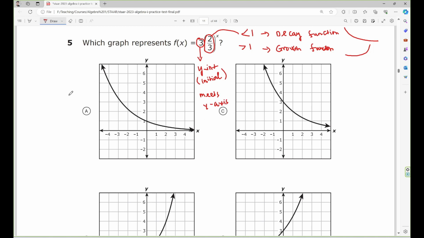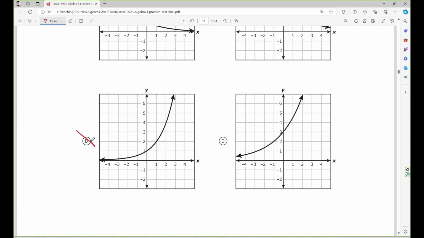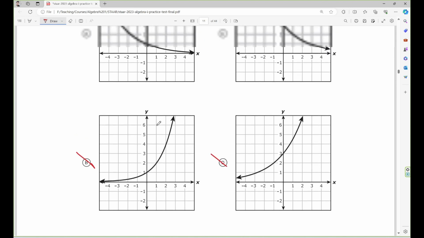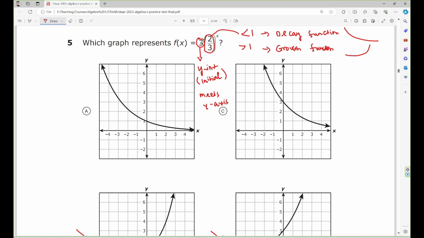Alright, now we look at this 2/3. So this is the decay function, so it's going down. It's going down, you need to eliminate B and D. Alright, now look at the y-intercept right here, 3. So where the graph meets the y-axis at 3. So 3 right here. So the answer must be C. This is 1, this is wrong.